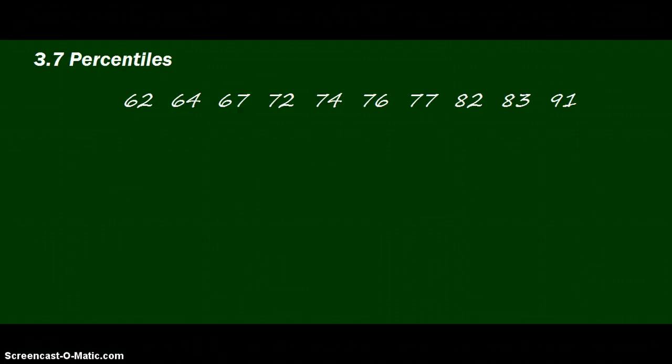Okay, welcome to this tutorial video, lesson 3.7, dealing with percentiles. Now, if we pretend that these here represent the marks on various tests, and let's say that you also scored an 82, which means that you've got 10 students in your class plus yourself for a total of 11 students, and two of you got 82% on the test.